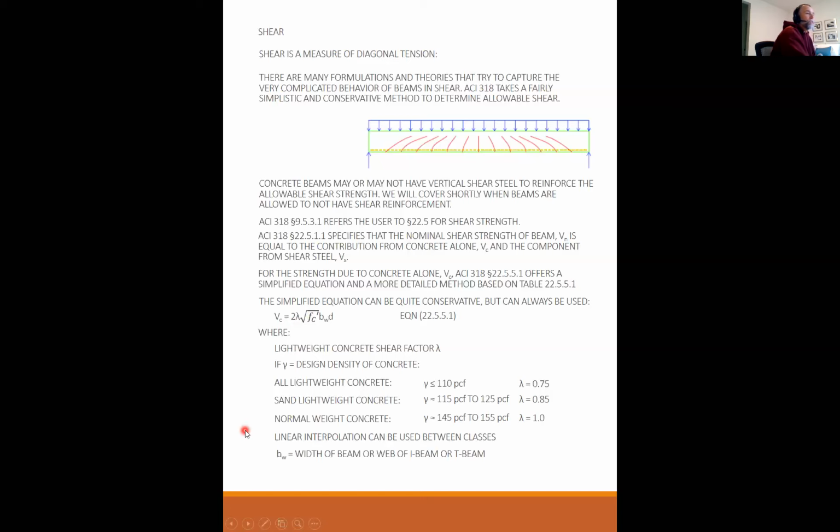b sub w is the width of the beam or the web of an I-beam or T-beam. And d is your effective depth of your flexural reinforcement, as we've been using it all along for flexural design.